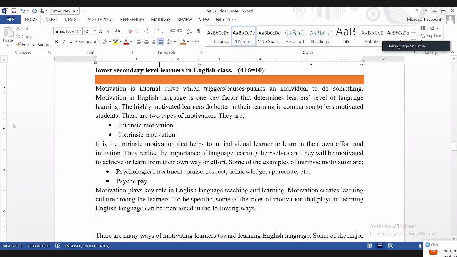Write in the chat box what roles we can specify, or particularly talk about, for motivation. Can you write in the chat box? What do you think? I will check your chat box also.